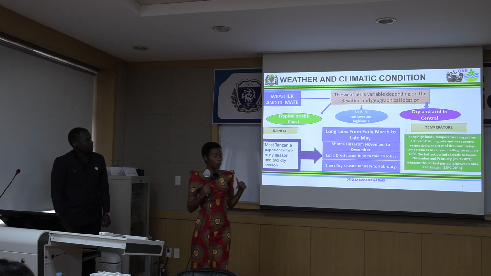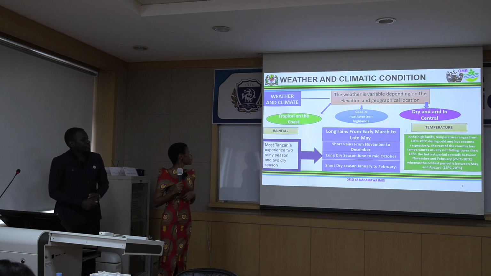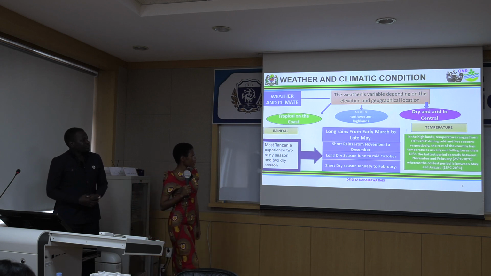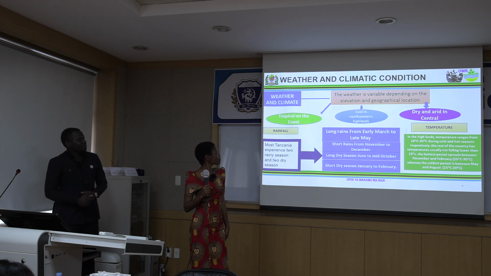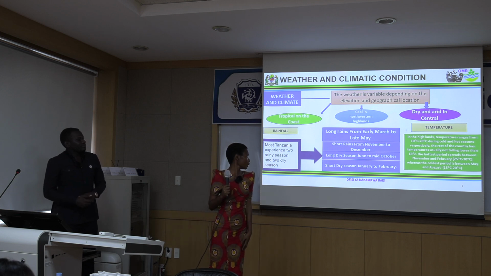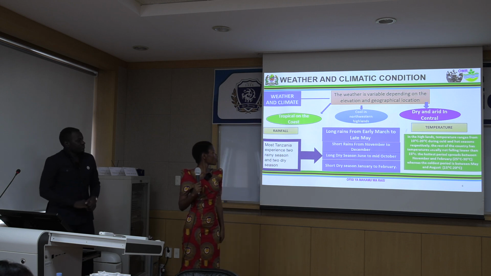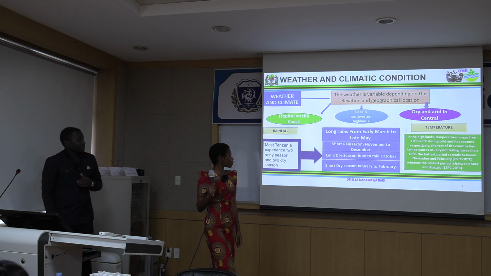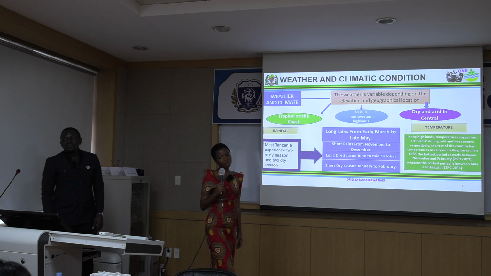And in the middle, where we came from, Dodoma, is dry and arid in the central. And most of the Tanzanians experience 2 rain seasons and 2 dry seasons. As you can see from here, the long rain or heavy rain we experience from early March to late May. And the short rain we experience from November to December. Long dry season we experience from June to mid-October. And the short dry season we experience from January to February.